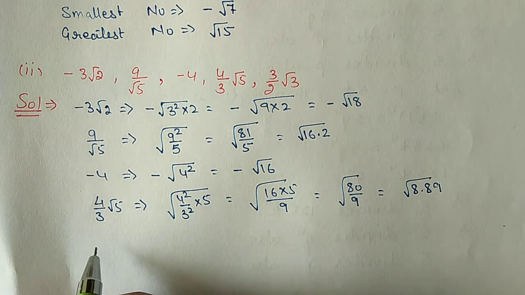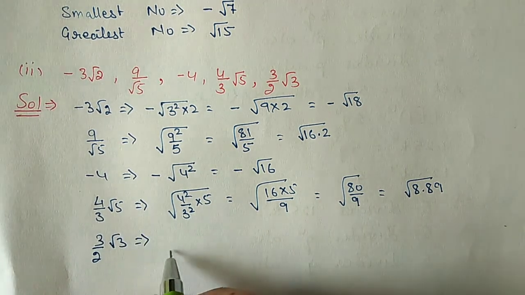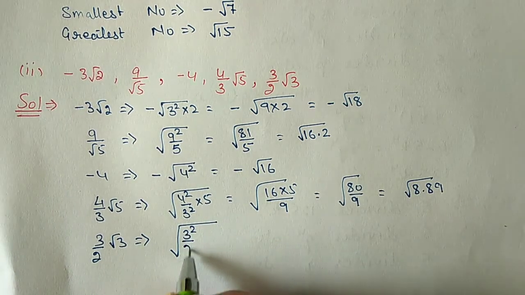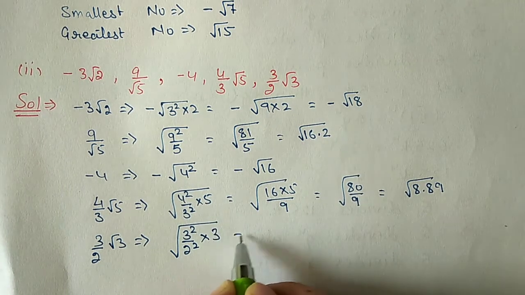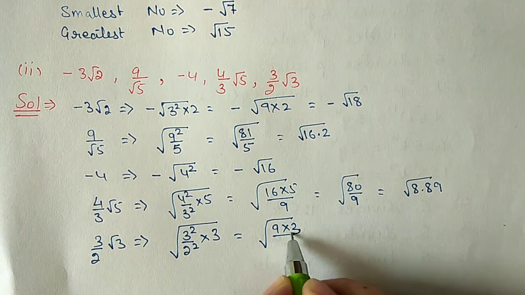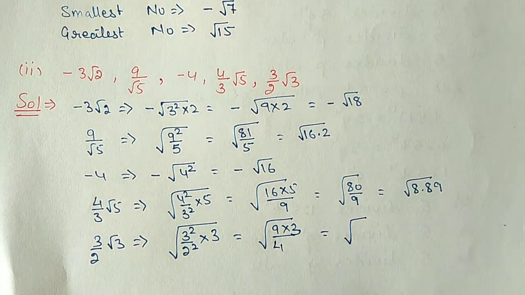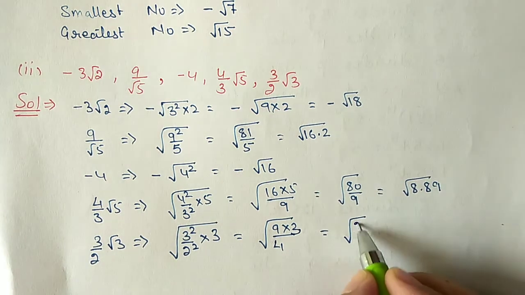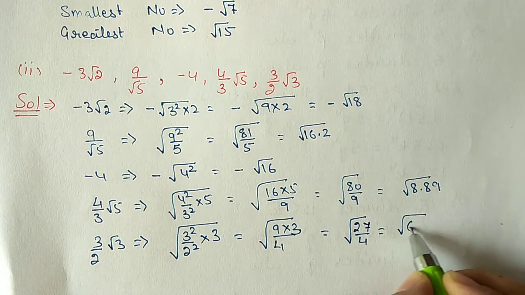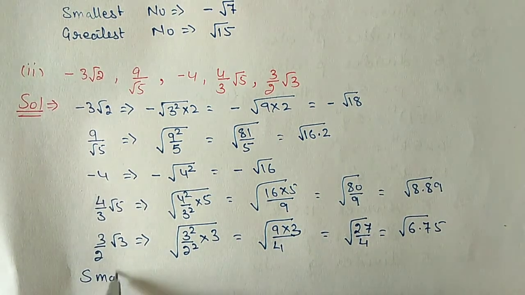Then next number we have 3 by 2 root of 3. So 3 by 2, when we take it inside the root symbol, it will become 3 square by 2 square into 3. So 3 square is 9 and 2 square is 4. So 27 by 4, which is equal to 6.75.